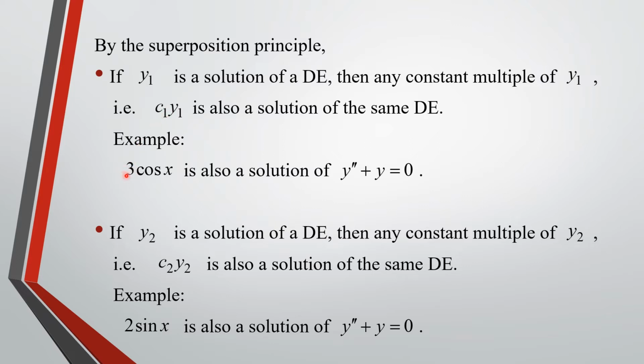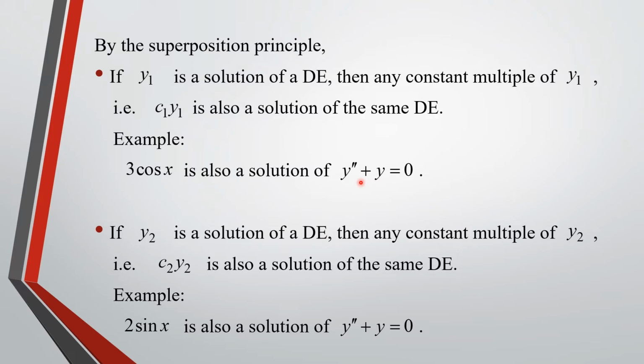Now, in fact, you can actually replace c1 by any constant that you like. You can substitute c1 by minus a half, or 100, or even square root of 6, for example. So c1 y1, in this case, is 3 times cos x. You will notice that c1 y1, or 3 cos x, is also a solution of the same DE.